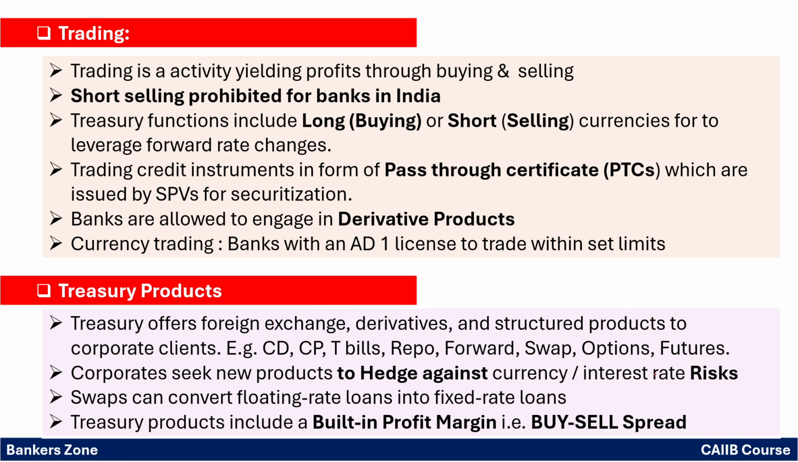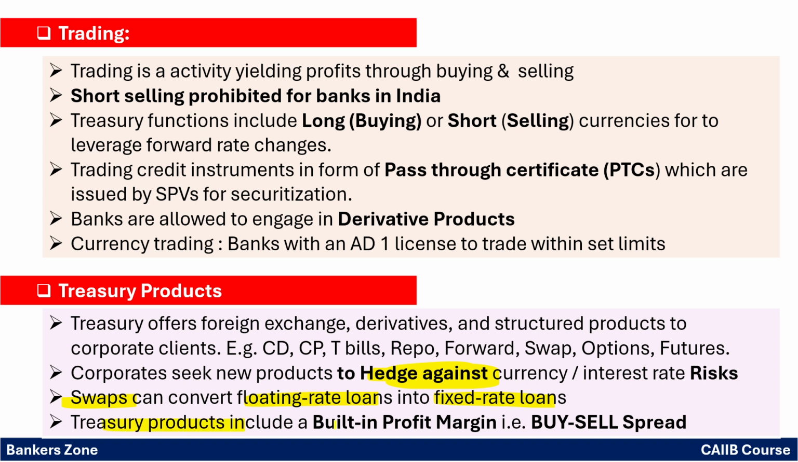So why does a corporate need that product? Simply to hedge against risk. That means they will purchase a swap, to avoid future risk. That we will discuss in detail in the next unit, no need to worry. Swaps can convert a floating rate loan into a fixed rate. Swap means you are swapping two different rates, floating versus fixed or fixed versus floating.